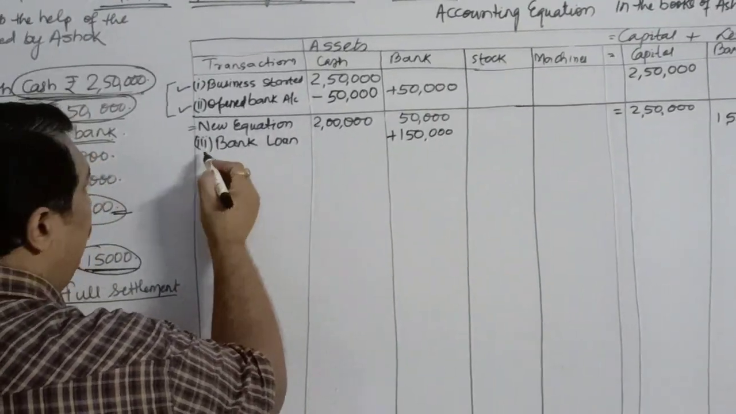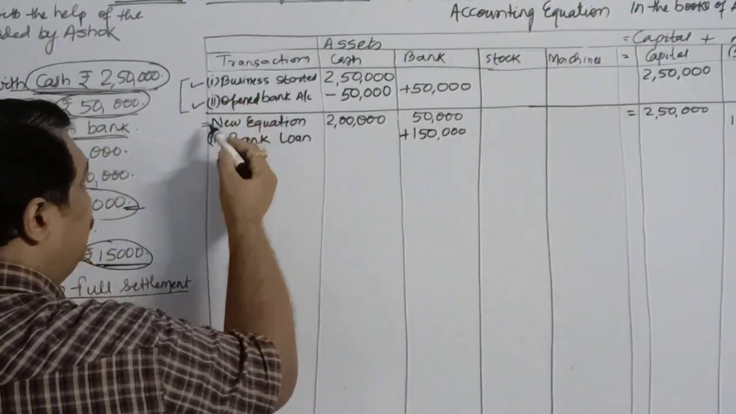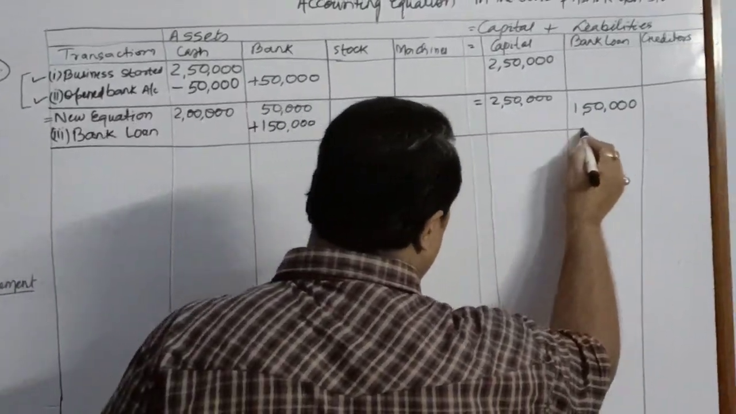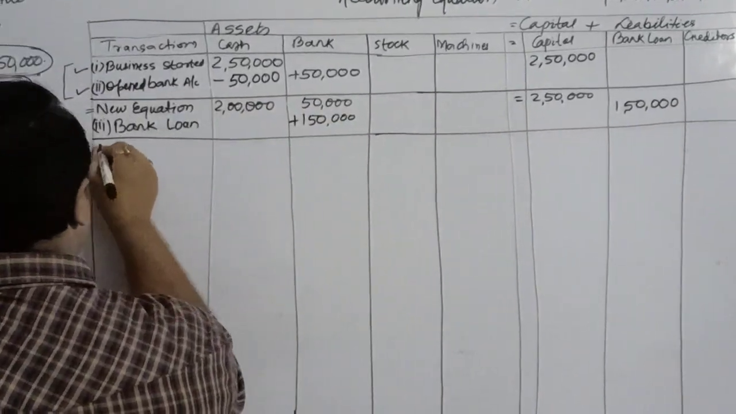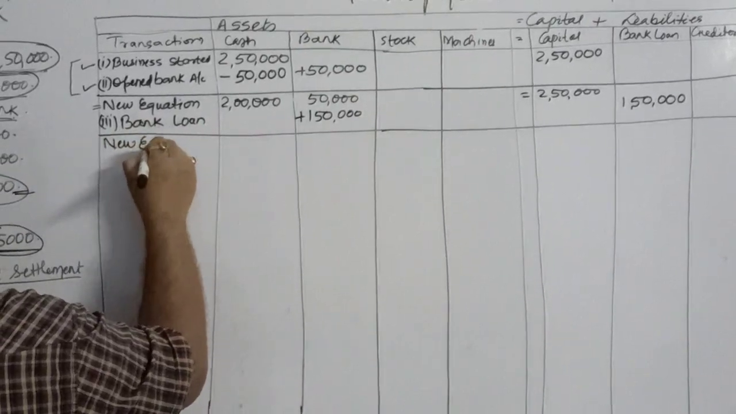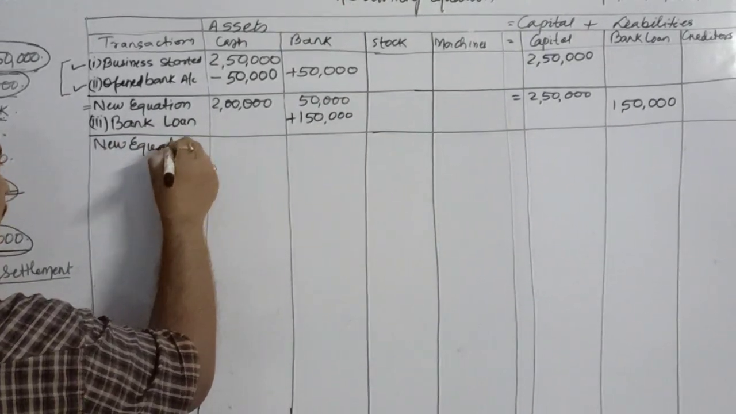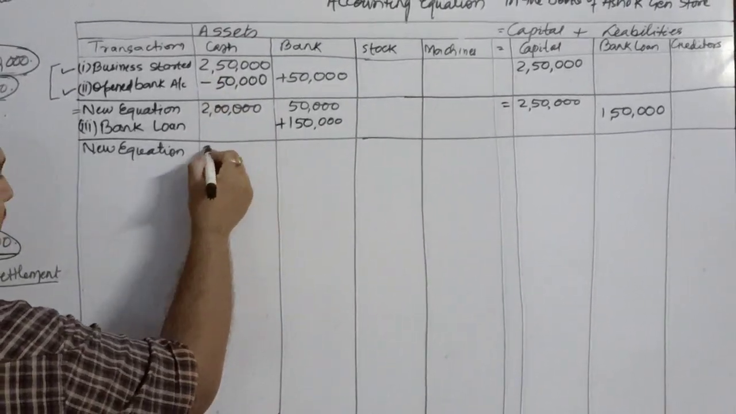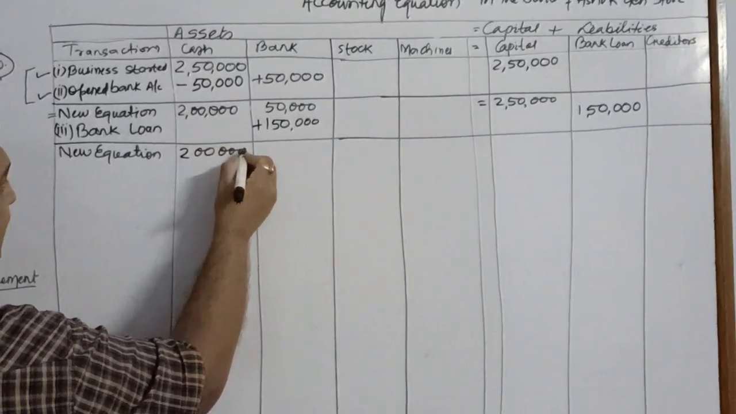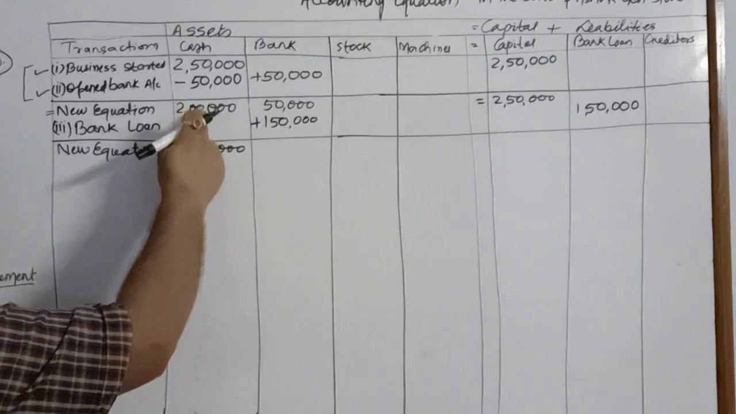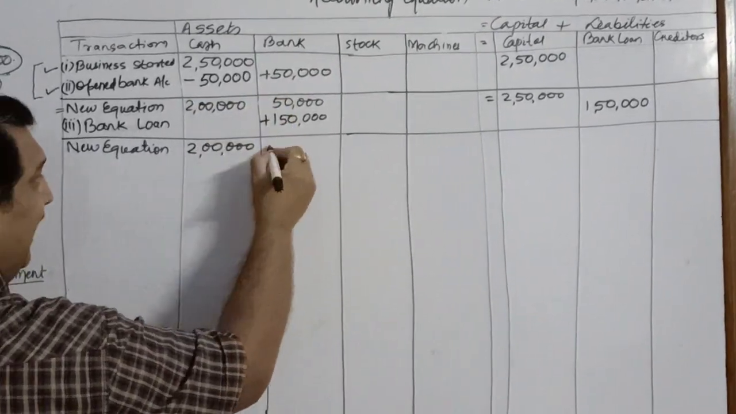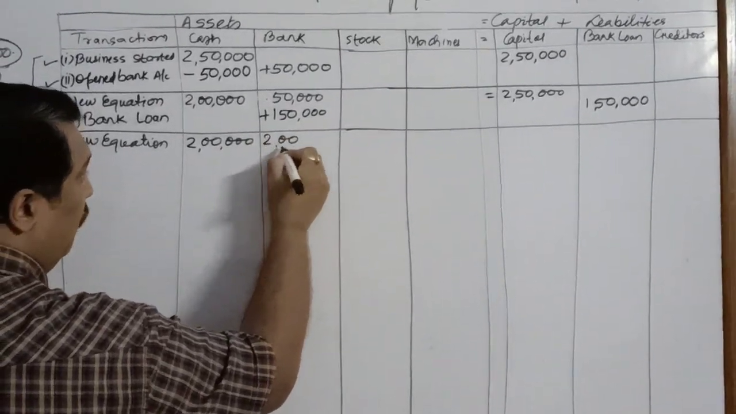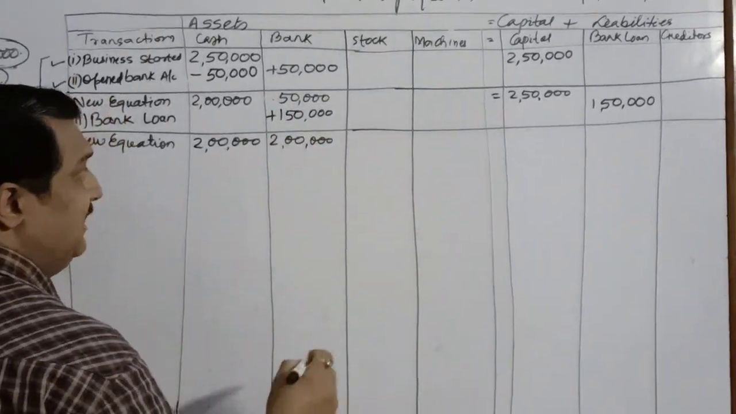Now, since I told you after each transaction you will make the new equation, you will draw the line and once again write new equation. Now, what will happen over here? What is the cash balance left now? There is no change in cash, so it is still 2 lakh. On the bank, 50,000 was earlier plus 1,50,000. Once again, it has become 2 lakhs.